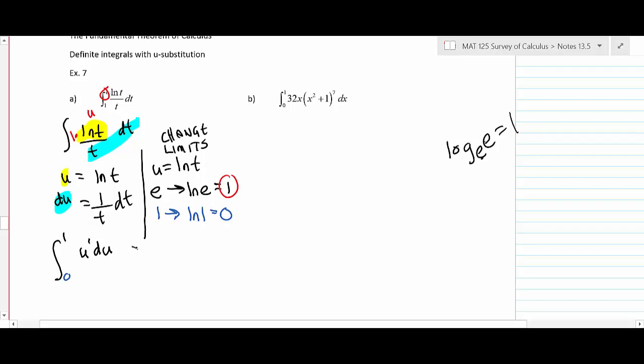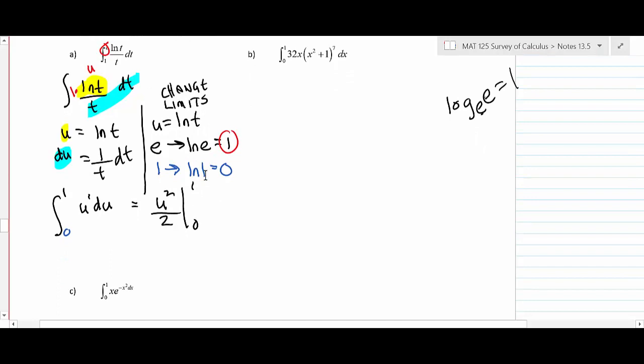So the integral of u to the first is u to the second over 2, and then you're going to evaluate that from 0 to 1. But you have to change those limits. That's important. So what you would have now is you can go like this. You could go, and see that 1/2 could be factored out.